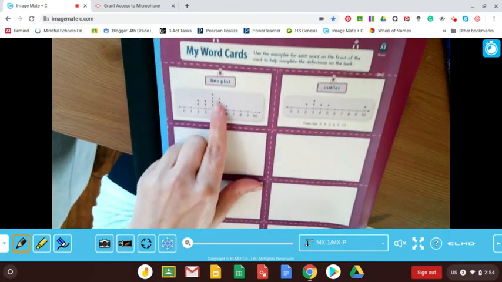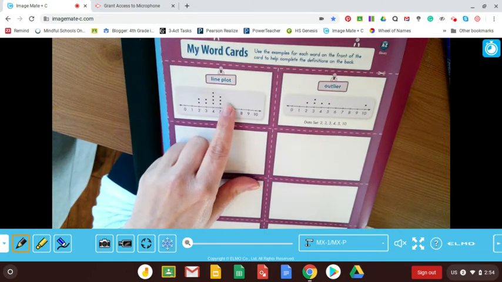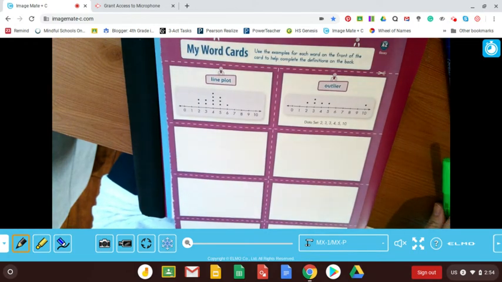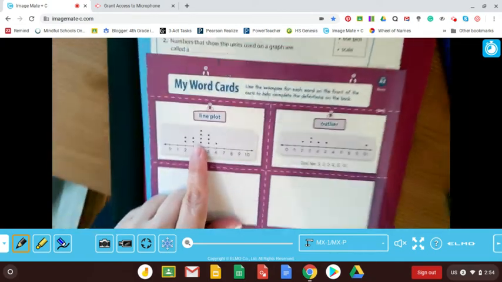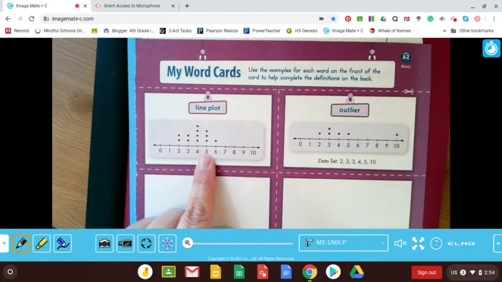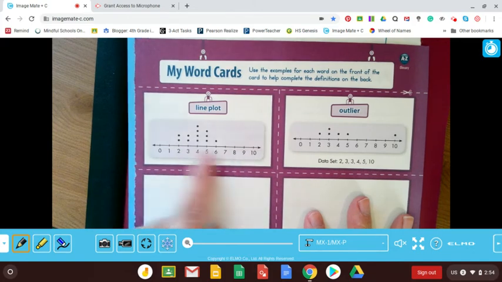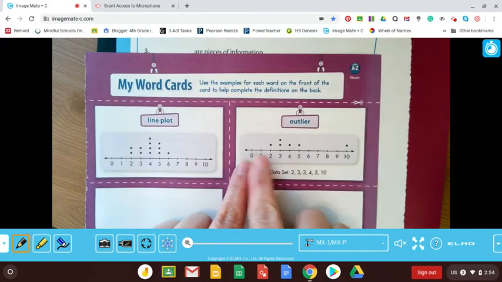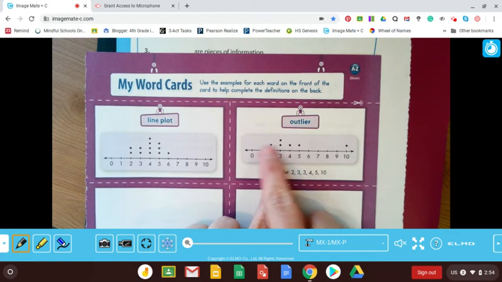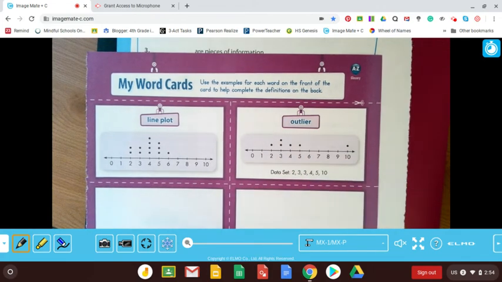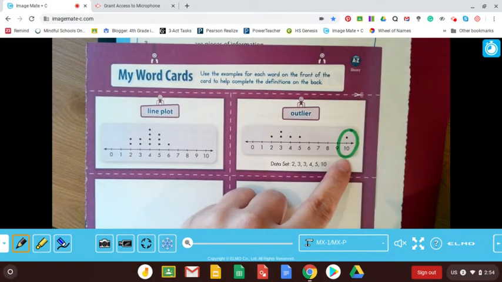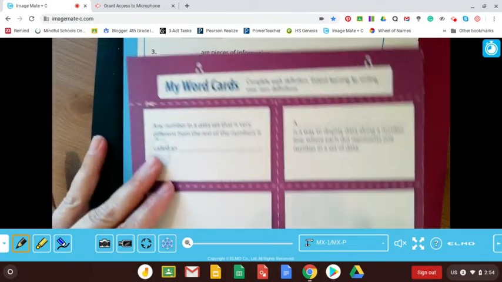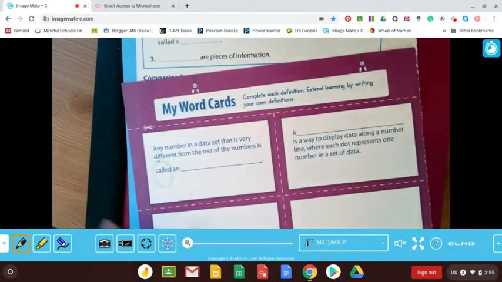First thing, let's take a look at the workbook page that is purple word cards. It's page 589. You're going to see that there are only 2 words for this topic. I'm going to zoom in on them: line plot and outlier. Knowing what we know now, we can see that this is an example of a line plot. And with this data set, there's one outlier. There's one dot that is far away from everybody else. So our outlier would be right there. And if you want, you can cut out your cards as well.